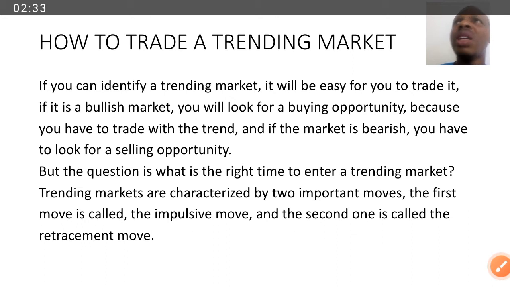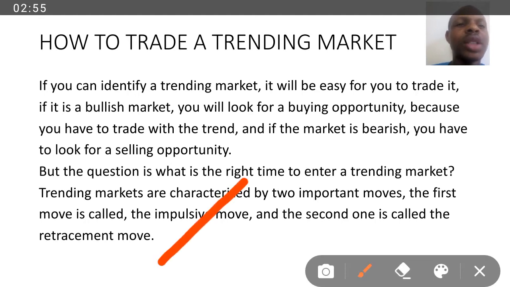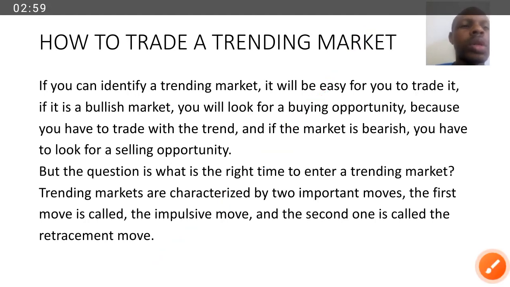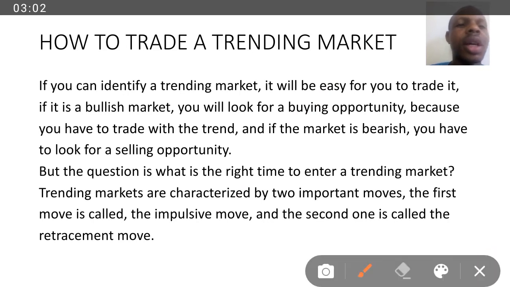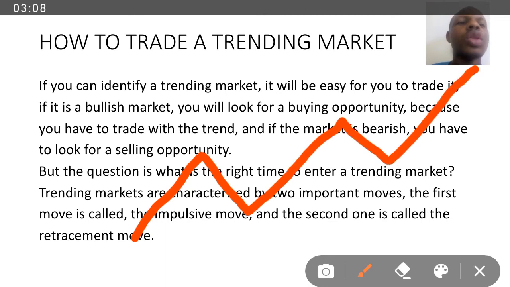When we say impulsive move, that's the major move, the move with the trend. While the retracement is the move off the trend, because price does not go in one direction. You won't see price just going up like this, no. But what it does is go like this, like this, like this, and so on. That's the way price moves. It doesn't go in one direction. There has to be what we call the retracement.